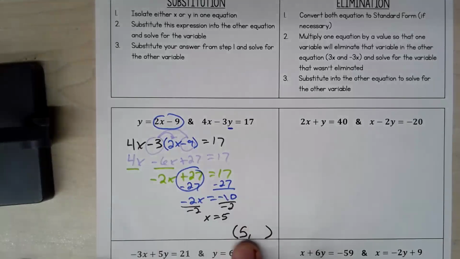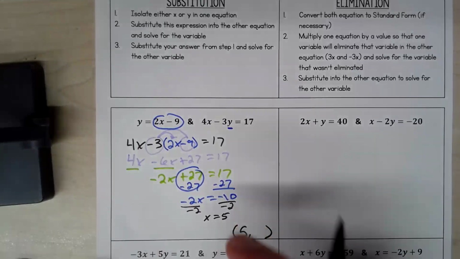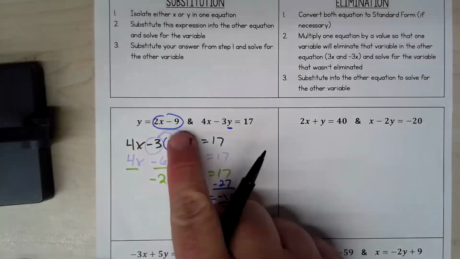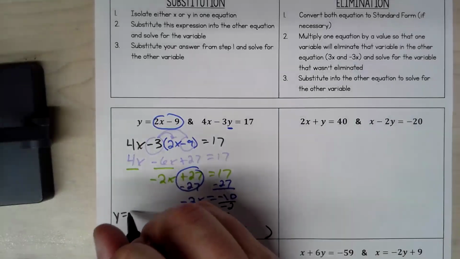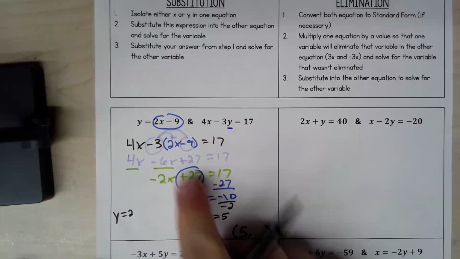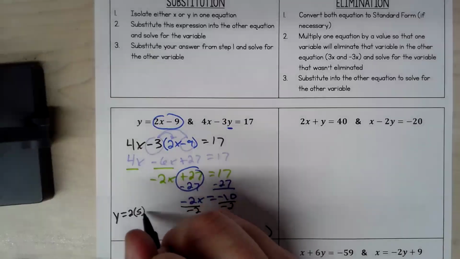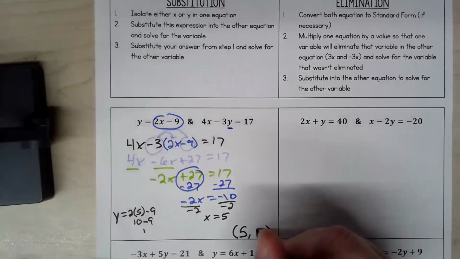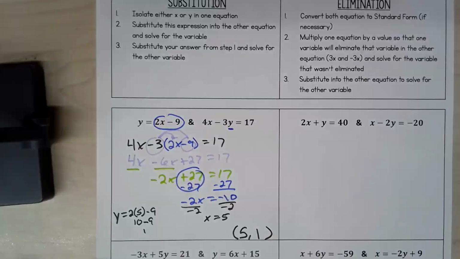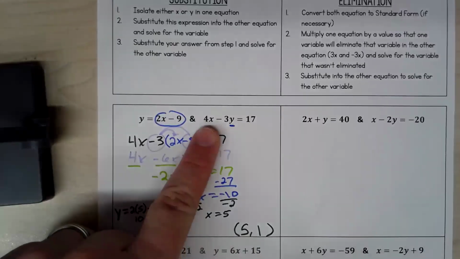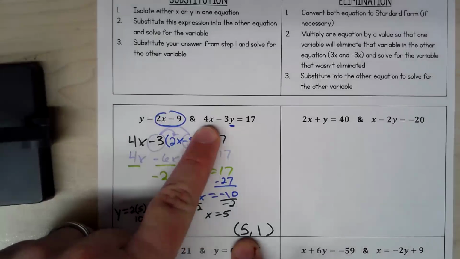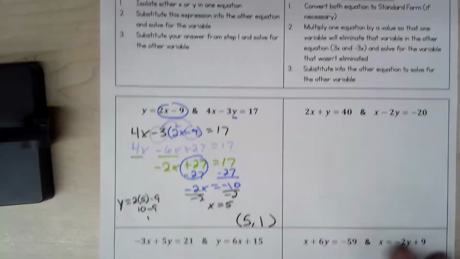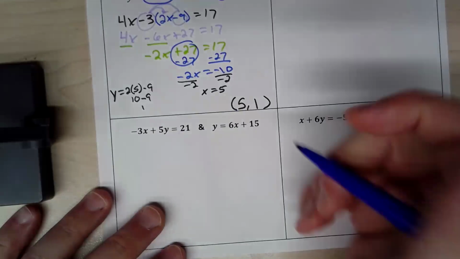So x is 5. So now I get my y value. I'm going to plug this back into our equation up here because y equals 2 times x minus 9. So y equals 2, but now I know what x is. Instead of x, it's 2 times 5 minus 9. Well, 2 times 5 is 10. 10 minus 9 is 1. All right, so I can double check that. 4 times x, so 4 times 5 is 20. Minus 3 times 1 is 3. 20 minus 3 is 17. Oh yeah, that works.